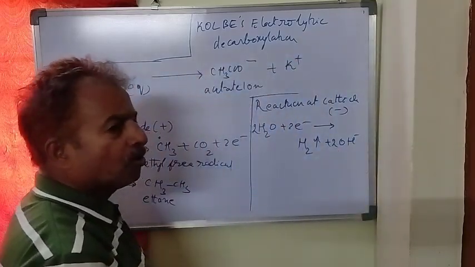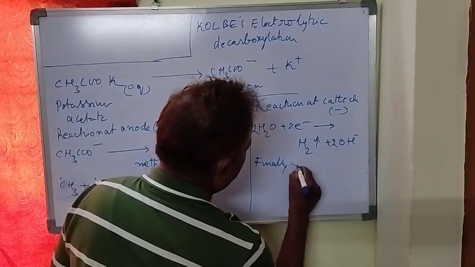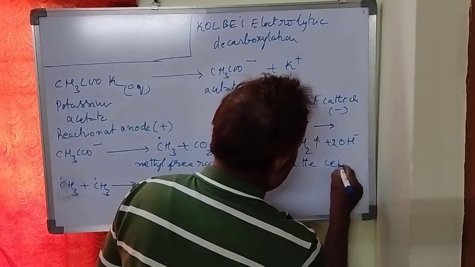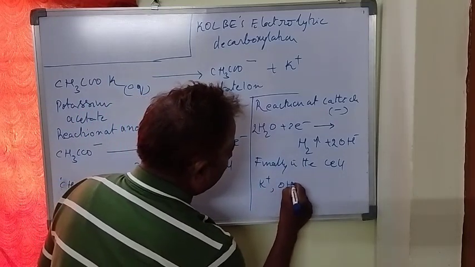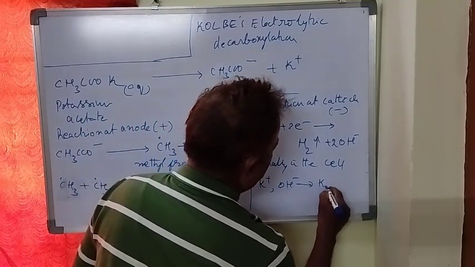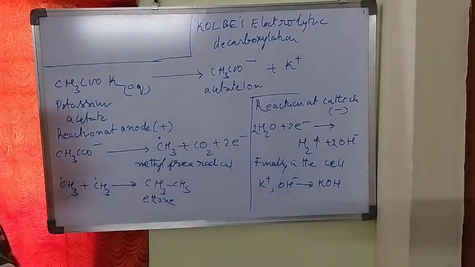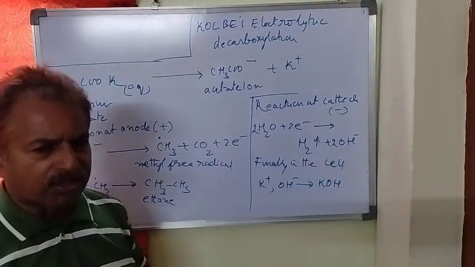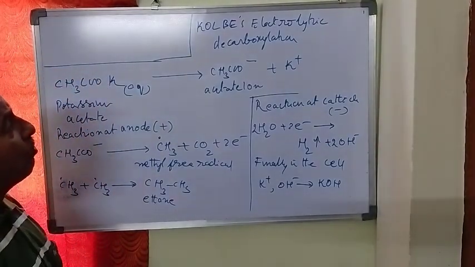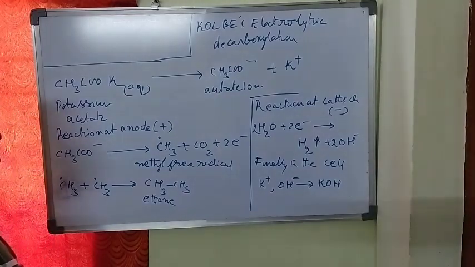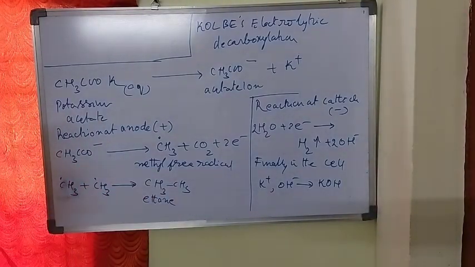So finally in the electrolytic cell, what is left? K plus is left and OH minus is left. Therefore, this is nothing but KOH. So initially we took potassium acetate and finally we get KOH, potassium hydroxide. So this is Kolbe's electrolytic decarboxylation. So in both the decarboxylation processes, carbon dioxide is removed.